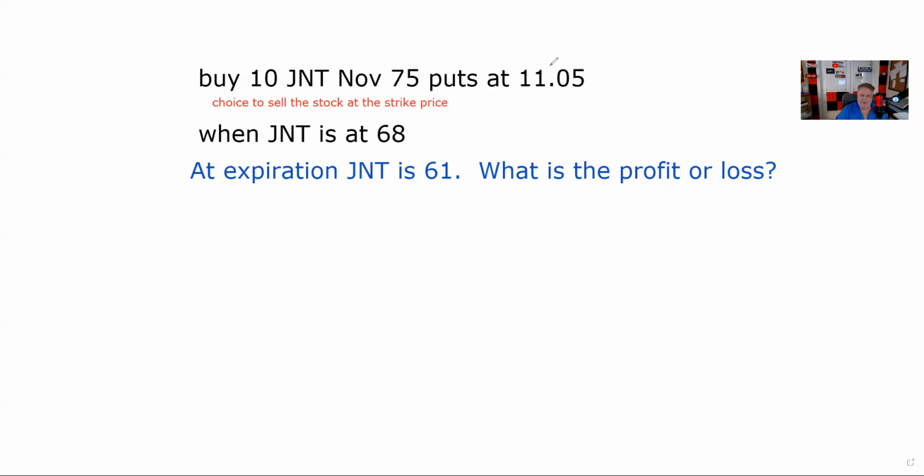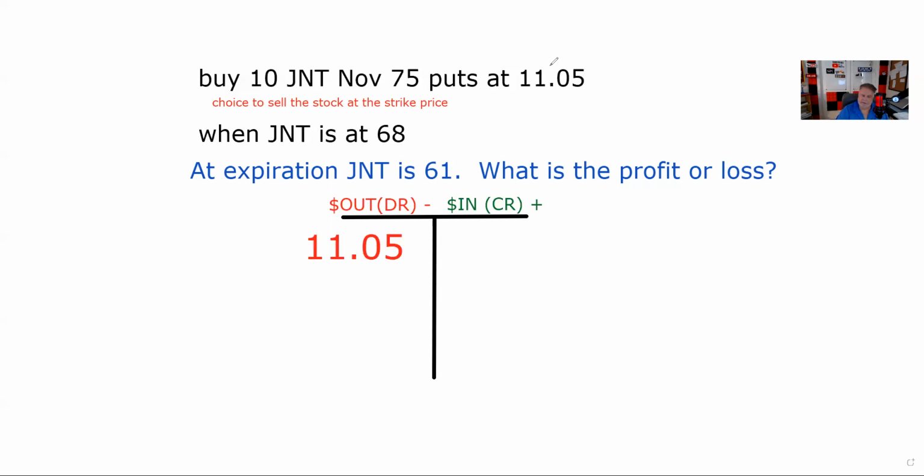So we fire up the T, as we always say. We're going to track monies in and out. I like to use dollars out, but you can think of that as a debit or a minus sign. This is an opening purchase. That's how we establish this position. Dollars in, I like to use dollars in. Some people like to use credit, some people like a plus. So when we buy the JNT November 75 puts at 11.05, that is money out.